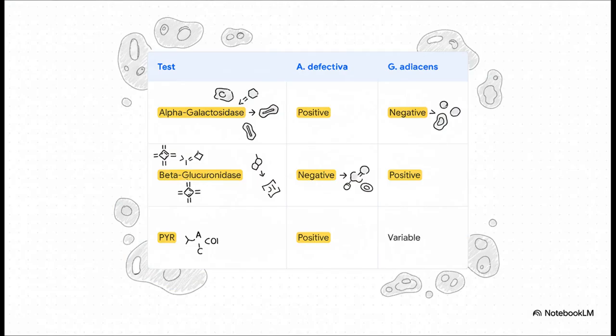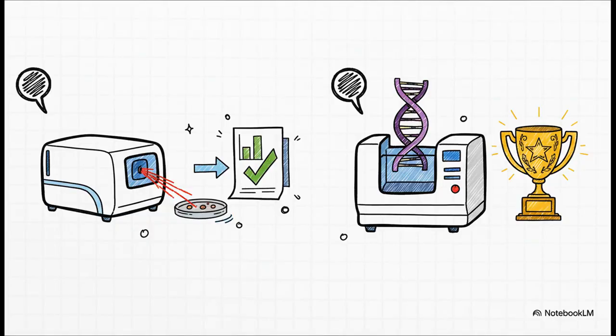Okay, but what if you need to tell it apart from its close cousin, Granulicatella? That's where the biochem comes in. And really, it boils down to this very specific combination. While they might both be PYR positive, the real tell for Abiotrophia defectiva is that it's positive for alpha-galactosidase and negative for beta-glucuronidase. Now, of course, in the modern lab, we've got some heavy hitters that make this way easier.